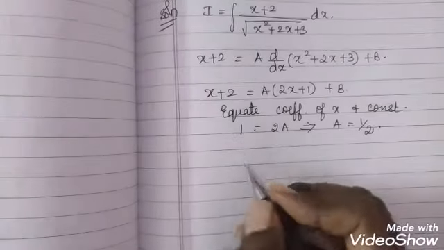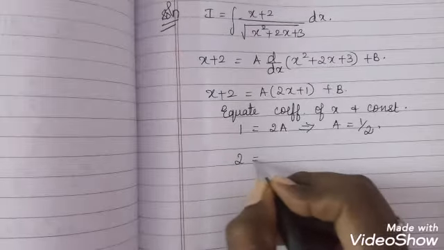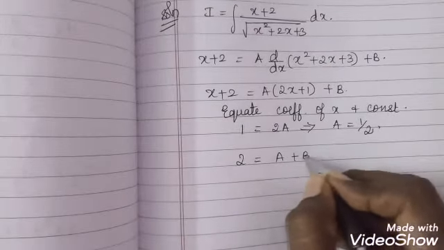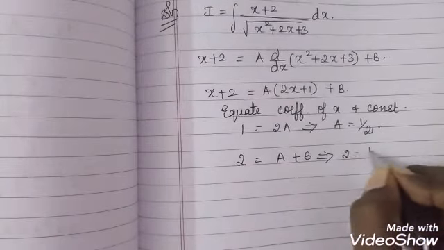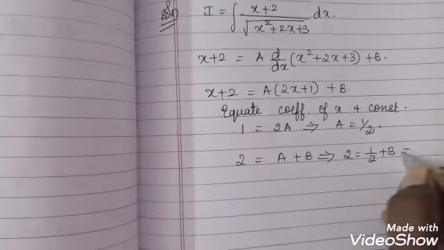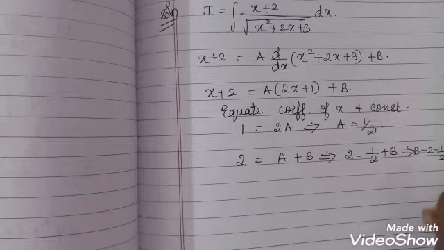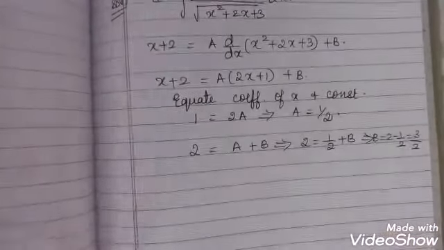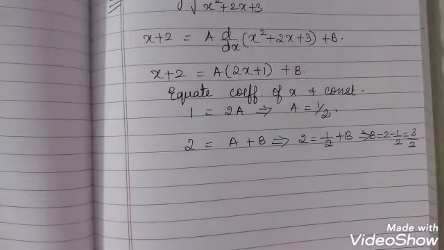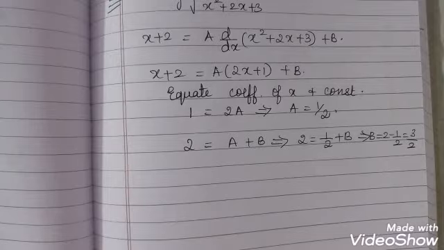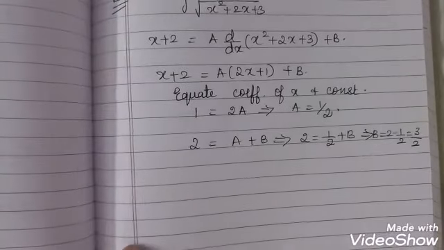Now equating the constant, what will I get here? 2 is equal to a plus b. So here 2 is equal to 1 by 2 plus b. So what's the value of b? b is equal to 2 minus 1 by 2. That's nothing but equal to 3 by 2. So you get your a to be equal to 1 by 2 and your b to be equal to 3 by 2.